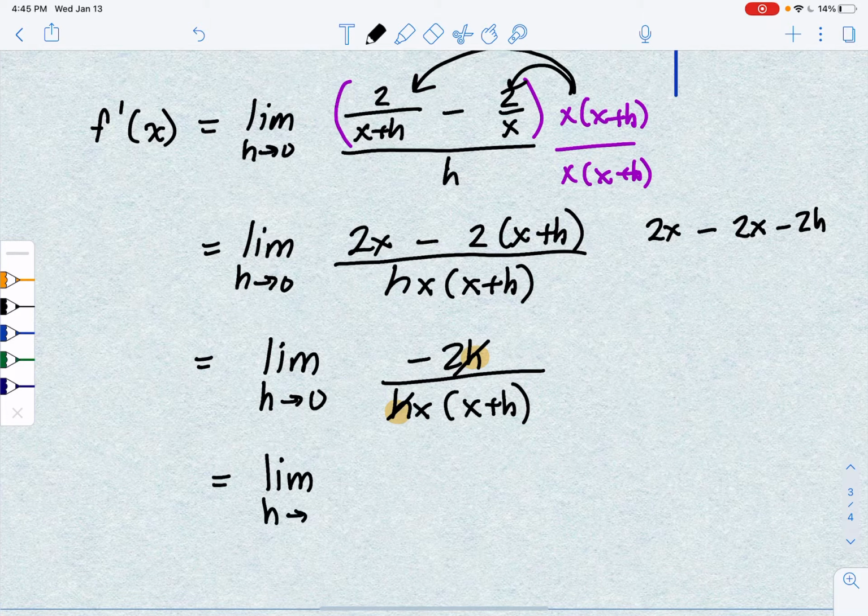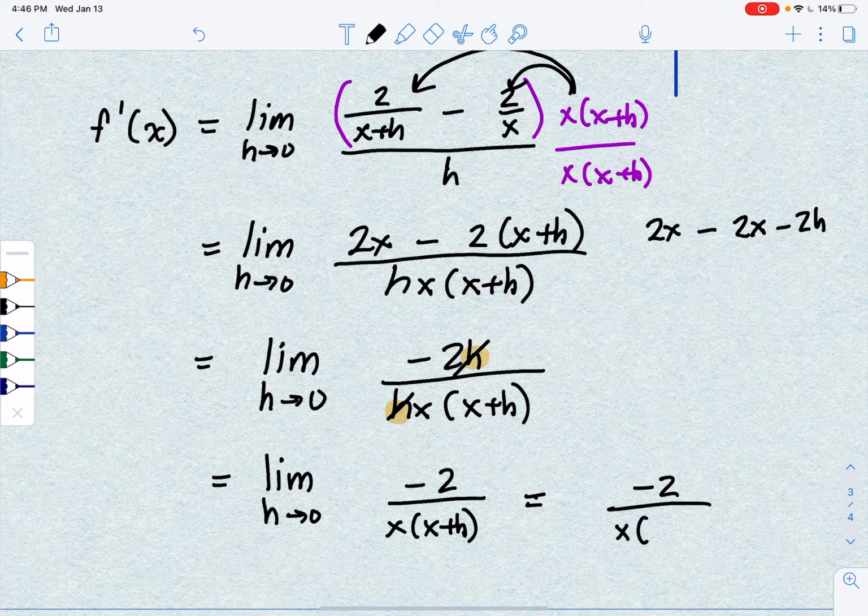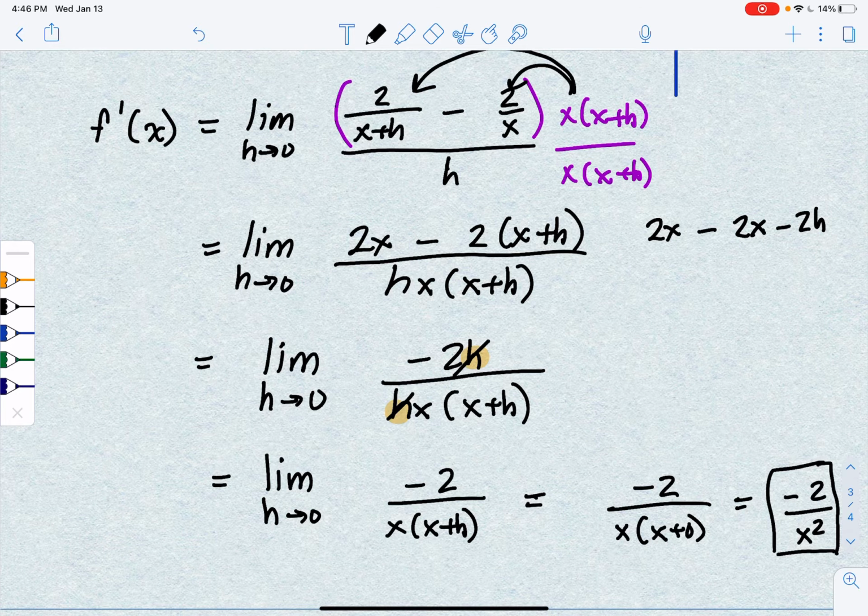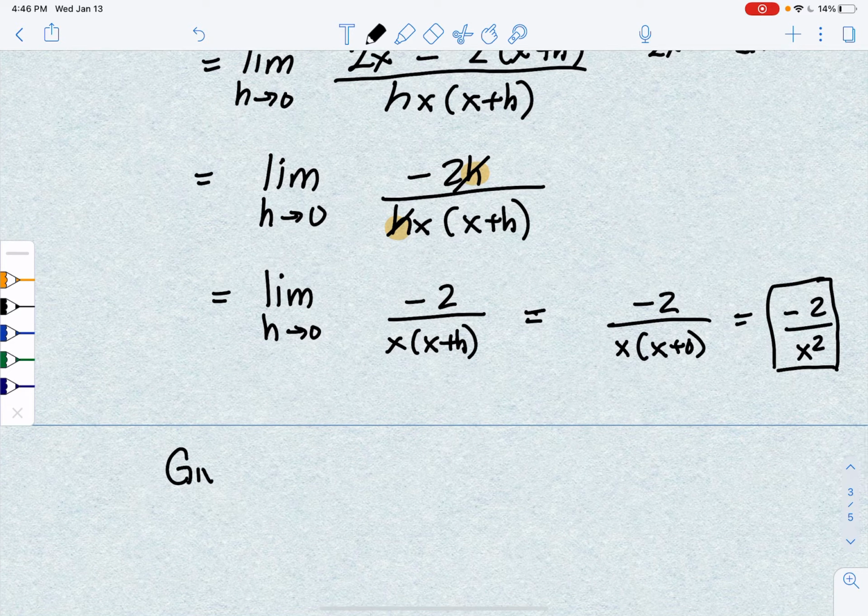So we have the limit as h approaches 0 of negative 2 over x times x plus h. And now it is safe to substitute 0 for h. So we have negative 2 over x times x plus 0. X plus 0 is x, and x times x is x squared. So right there we see, given a value of x, the derivative of this function 2 over x is negative 2 over x squared.